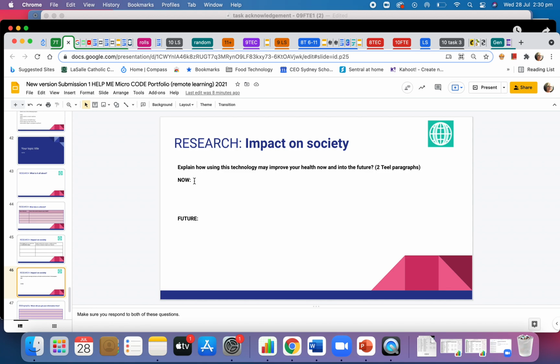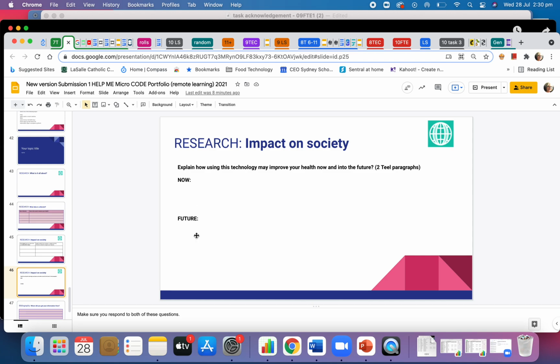So you're going to write a paragraph about how using your Fitbit and monitoring your health is going to help you now and then in the future. If you were doing that now and kept doing it for your life, by the time you got into your 40s or 50s, the technology may have changed. But if you've still got this habit of monitoring how much you're walking and moving during the day, how much is that going to benefit your health in the future?